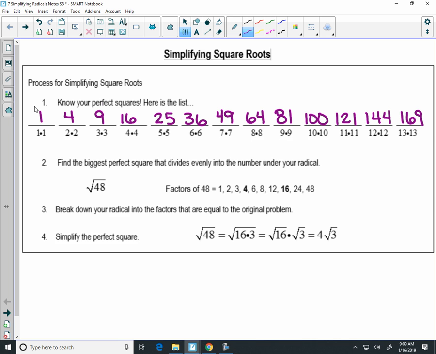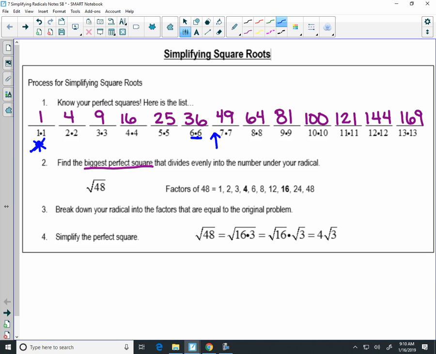So, when we're simplifying a radical, or square root, the first thing you want to look for is the biggest perfect square that divides evenly into the number under your radical. If we were working with 48, I wouldn't start at the bottom of my list. I'm not going to start at 1. I'm going to start up here and say, where would 48 fit into my list? Well, 48 would be right under 49. And then I'm going to go backwards.